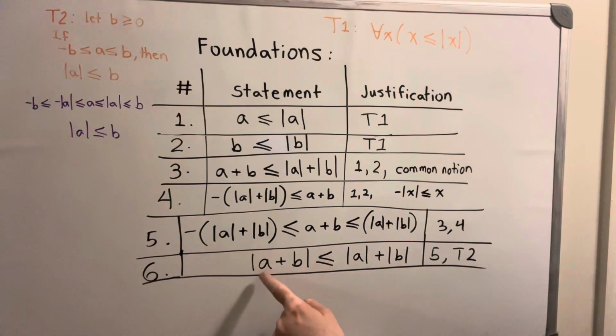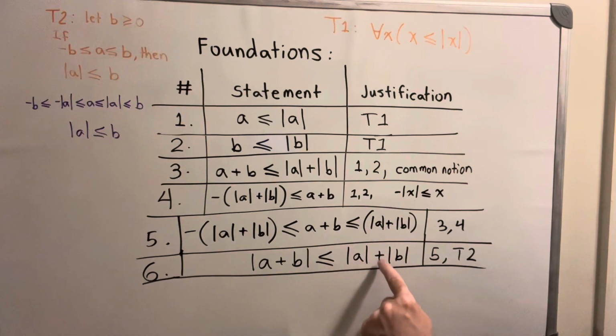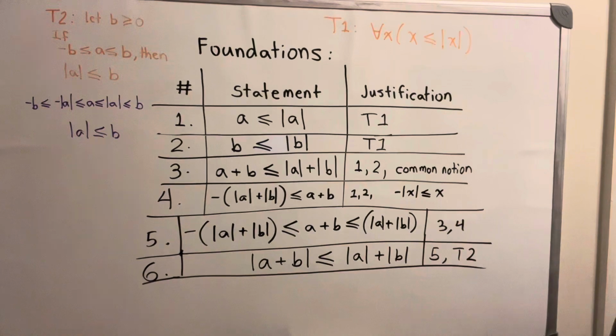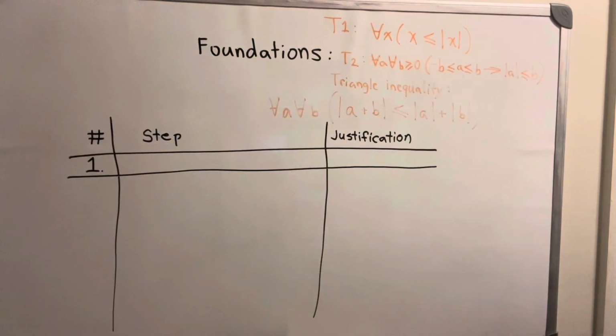The absolute value of A plus B is less than or equal to the absolute value of A plus the absolute value of B. And this theorem has a name. It is often called the triangle inequality. So we'll add that along with Theorem 2 to our list of theorems that we're going to use in this problem. Okay, now that we've established some of these theorems, we can start to do the proof.